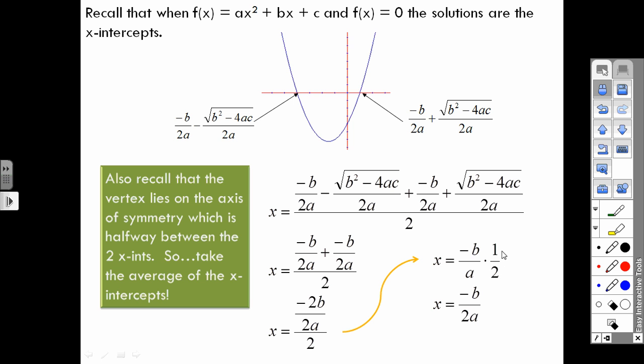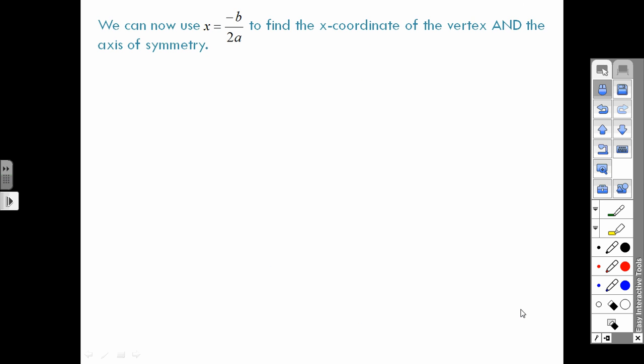Dividing by 2 is the same as multiplying by a half, and you get negative b over 2a, which, if you think about it logically, without having to do the algebra, it's right there, the negative b over 2a. And we knew this because if we took the average, these things would cancel out. It would just be that. Anyway, what this does is it allows us to figure out what the equation of the axis of symmetry is. X equals negative b over 2a. And remember, it's a vertical line, so it should be an equation of x equals some number.